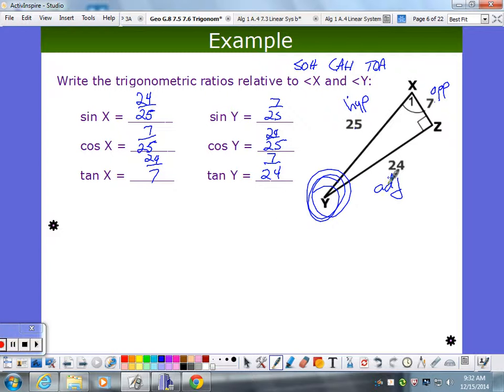angle is. Especially when you first start doing this, I think it's a good idea to label your sides so you don't mess it up. And then after a while you kind of get good at it.